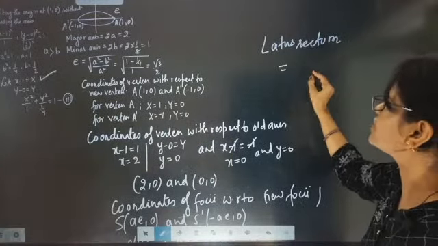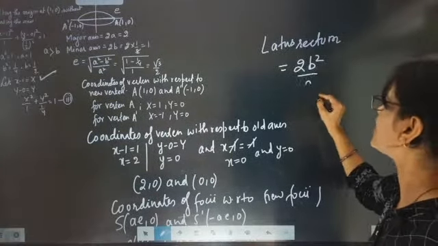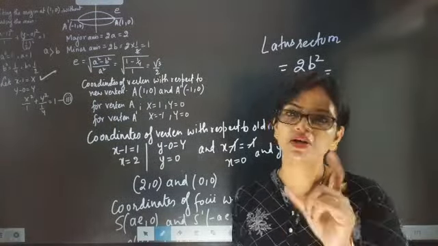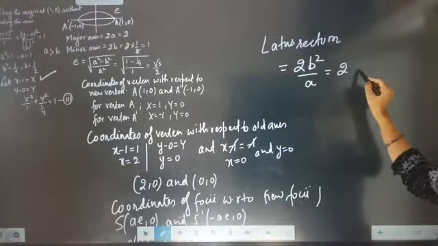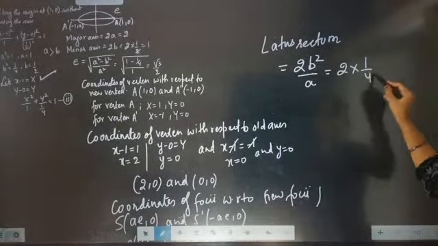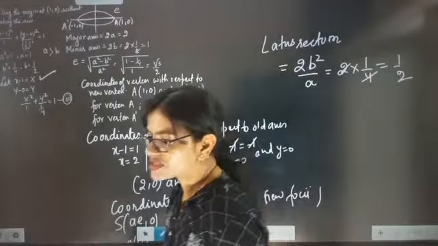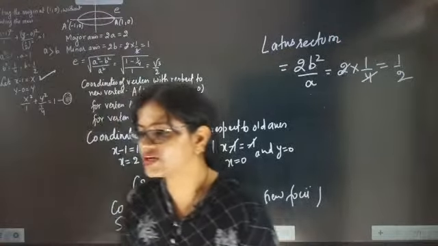This is the major question. So it is going to be 2b square by a. We already know that b square is nothing but 1 by 4. So 2 into 1 by 4, a is 1. So the latus rectum is coming as 1 by 2. I hope you might have understood this one.